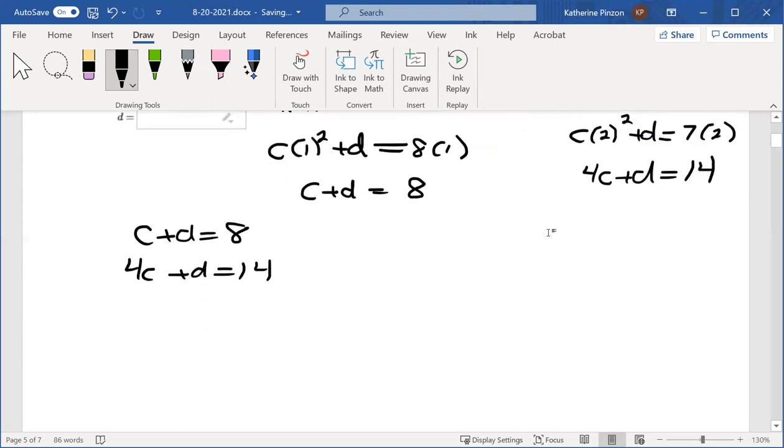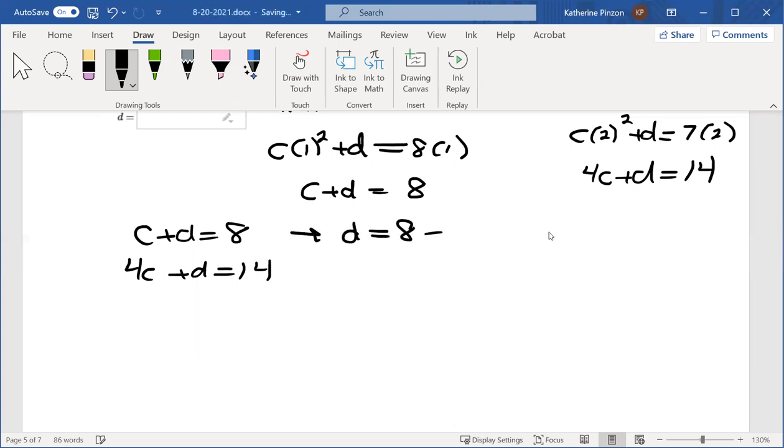How do you solve a system of equations? Everybody has their favorite method. Which one is yours? Elimination is a great method. Graphing and finding where they intersect is another great method. Matrices, another great method, right? Whatever your favorite method is for solving a system of equations, you should use that.